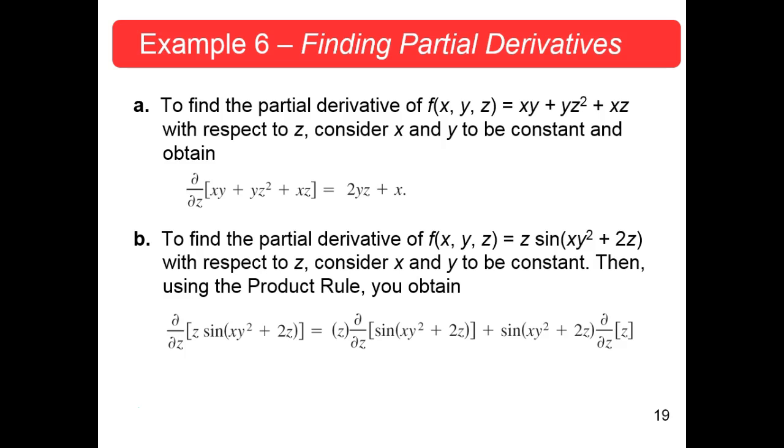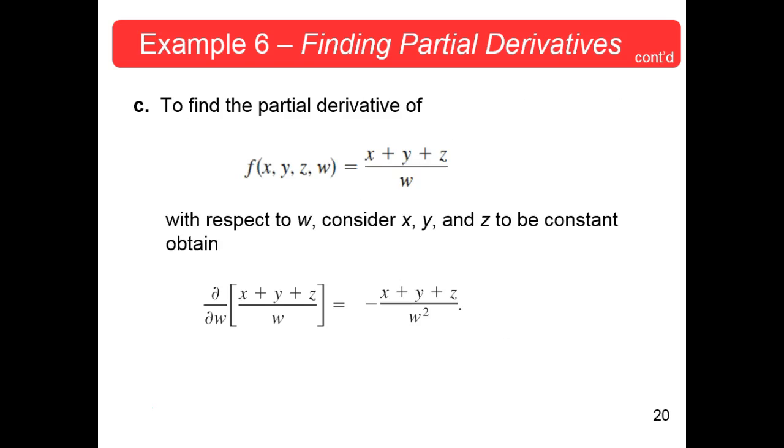Well, the first would be z times cosine of xy squared plus 2z, and then chain rule for the 2z part, and that would give you times 2. Whereas the second part, partial of z with respect to z, is 1, so that would just give you sine of xy squared plus 2z. And then to move the 2 out front with the z, they write it as 2z cosine of xy squared plus 2z plus sine of xy squared plus 2z.